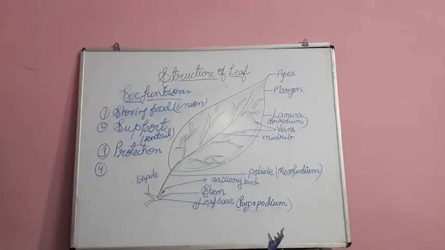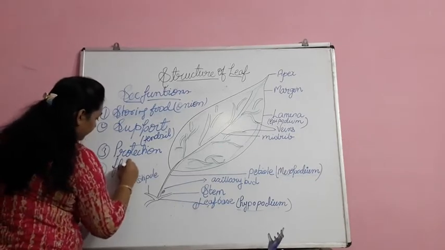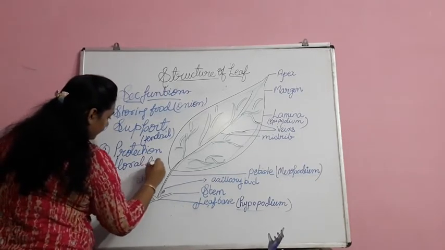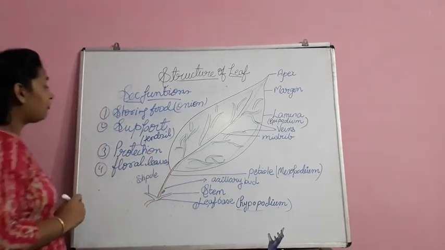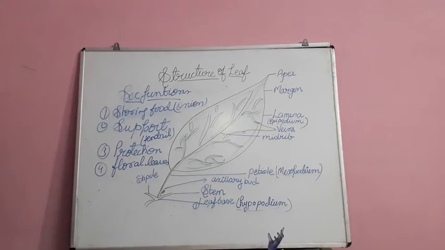called the floral leaves. Floral leaves are those parts of the flowering plants which get colorful petals, and these colorful petals are actually meant to attract the pollinators and to reproduce in a better way. These floral leaves are your sepals and petals, which are collectively called calyx and corolla.